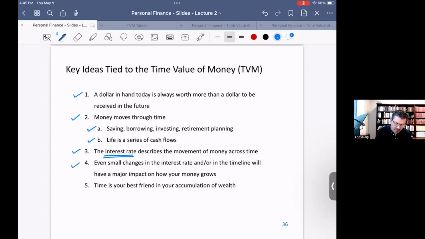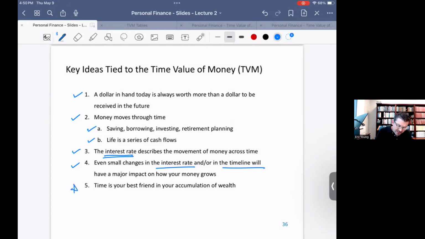And then the concluding one: the power of time. Time value of money is such an important, powerful concept because, as we're going to learn, money is moving through time and the interest rate is the speed. Even small changes in either the interest rate or the timeline can have a significant impact on how your money grows. So, for example, if you can start investing even a couple years before you had planned to and extend the time that that money's growing, it's going to have a profound impact. Or even a small change in the interest rate will have a big impact.